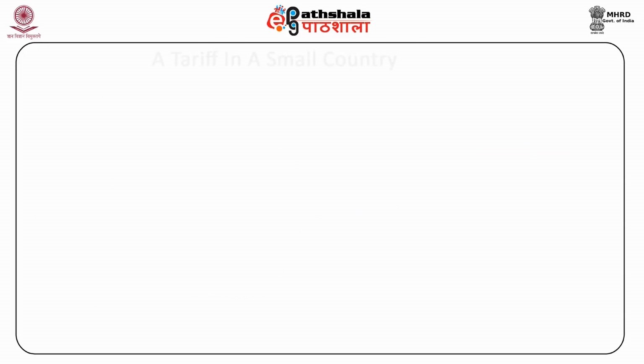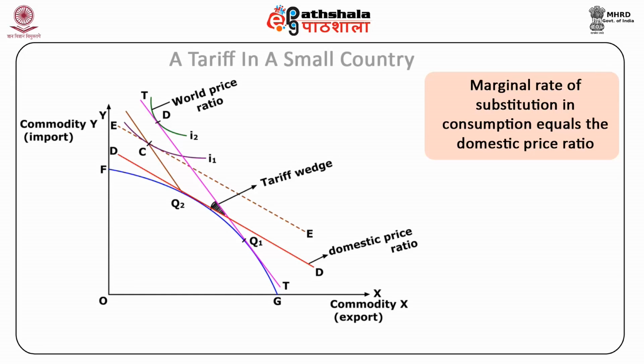The conditions mentioned before are satisfied at the point C. So, in the first condition, the marginal rate of substitution in consumption equals the domestic price ratio facing consumers, and the second condition satisfies the requirement that the domestic price ratio diverges from the world price ratio in proportion to the tariff imposed by the government.